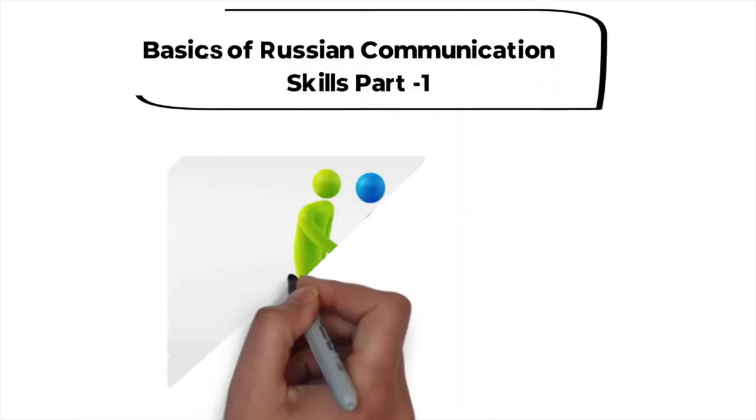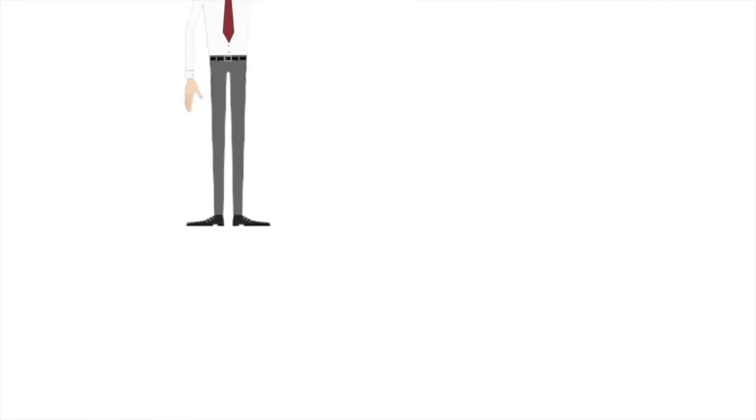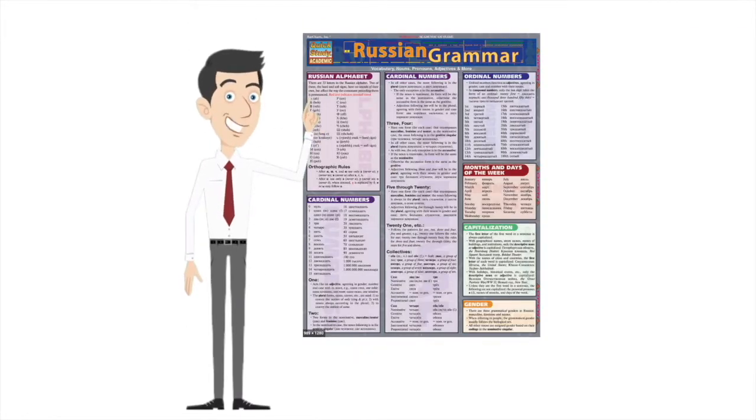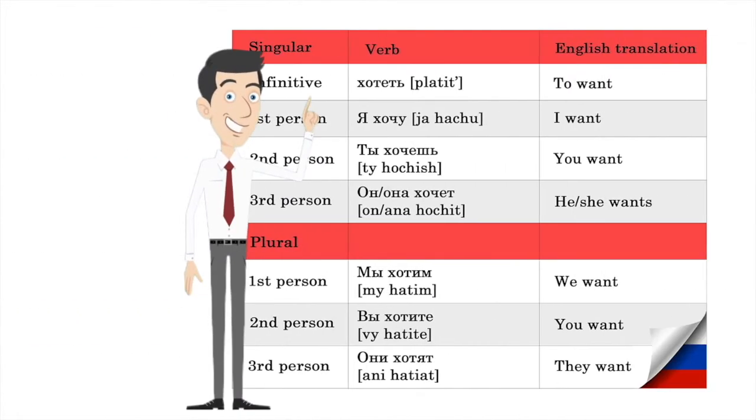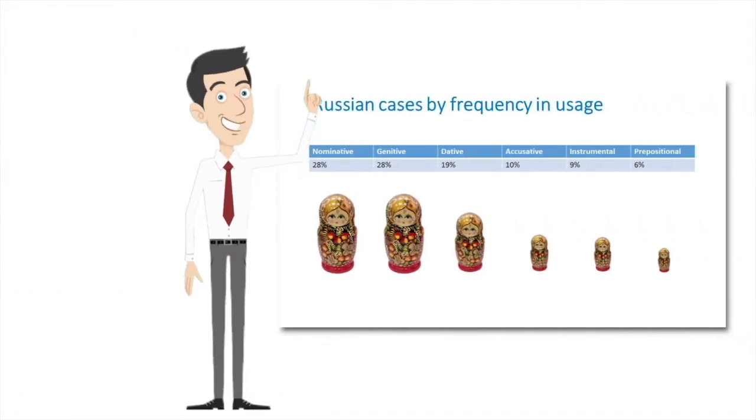As you must be aware, in this course we have been talking about the basics of Russian grammar and phonetics. We have covered the Russian alphabet and certain other important aspects of Russian grammar. We have seen how the verbs are conjugated. We have also seen, with the help of some examples, how we use certain cases in Russian.